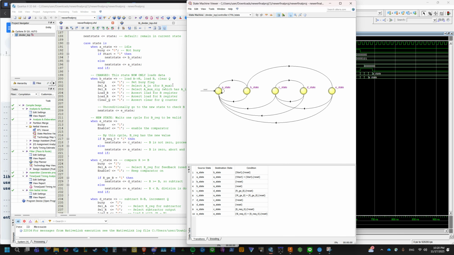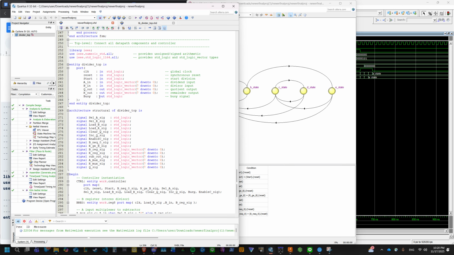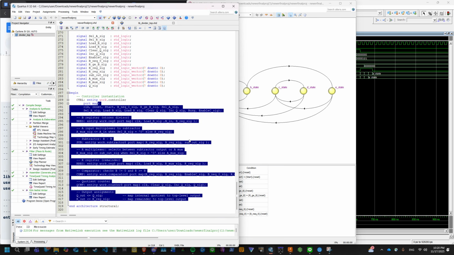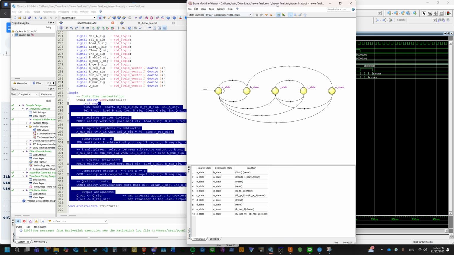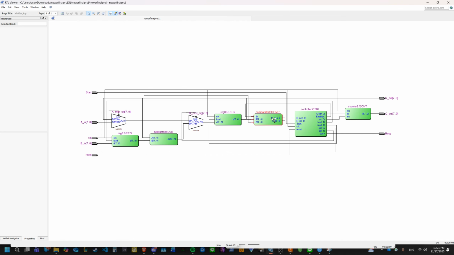This just defines what happens at each state. So here you set busy, and for example for B, you set these conditions. And here we just connect each entity together according to this RTL. So we just connect everything together.